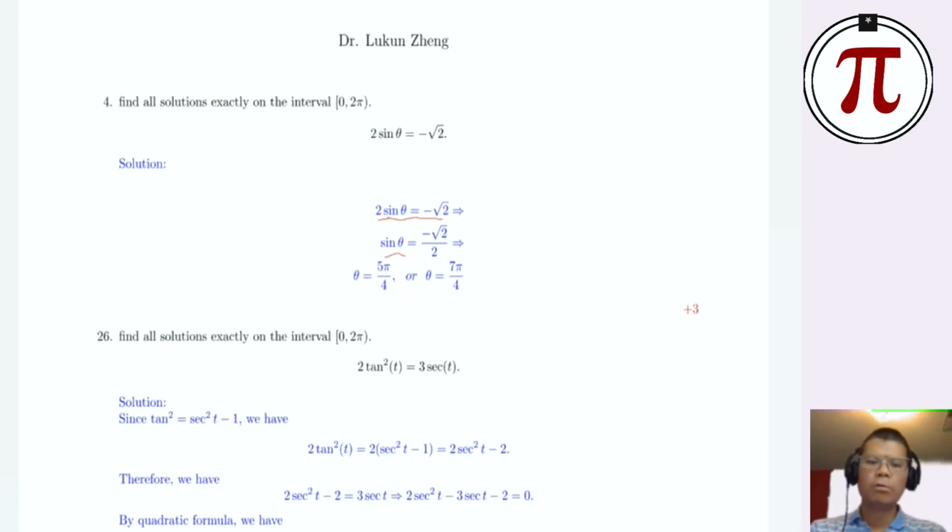Now, over the interval from 0 to 2 pi, based on the unit circle, we know that theta is what? Either 5 pi over 4 or 7 pi over 4, right? So this is question 4, 3 points.